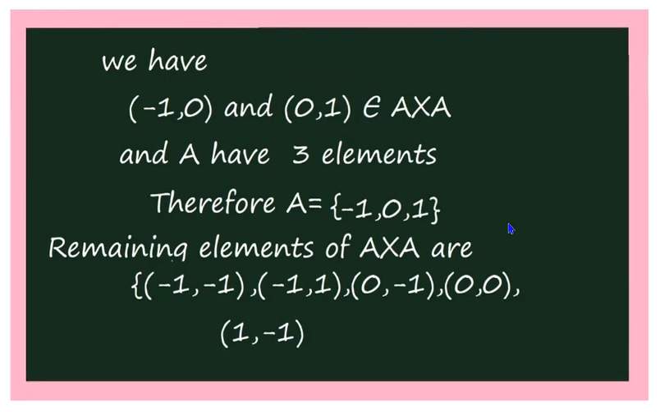Next are (1, -1), (1, 0) and (1, 1). These are the remaining elements of A cross A. And this is the method of solving this question.